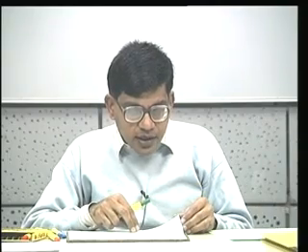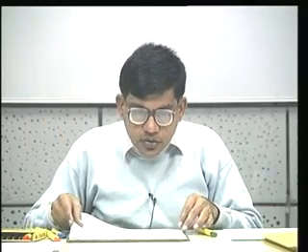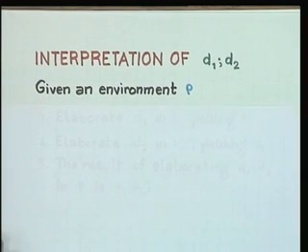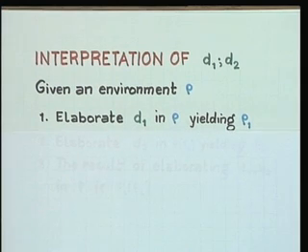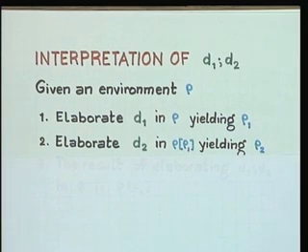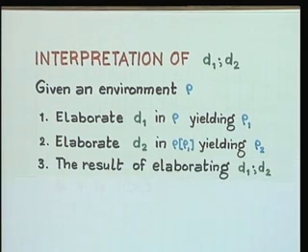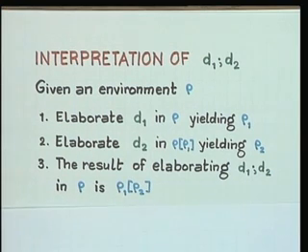Okay. But as I said, we will make it clear that our rules are such that you can have something like a uniprocessor implementation. So what is the interpretation of d1 semicolon d2? You have a given environment rho, and you elaborate d1 in rho to yield a new environment rho 1. Then you elaborate d2 in rho updated with rho 1, yielding rho 2, and the result of elaborating d1 semicolon d2 in rho is just rho 1 updated with rho 2.